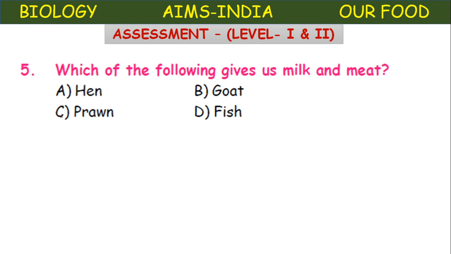Which of the following gives us milk and meat? Hen, goat, prawn, fish. It is the goat.